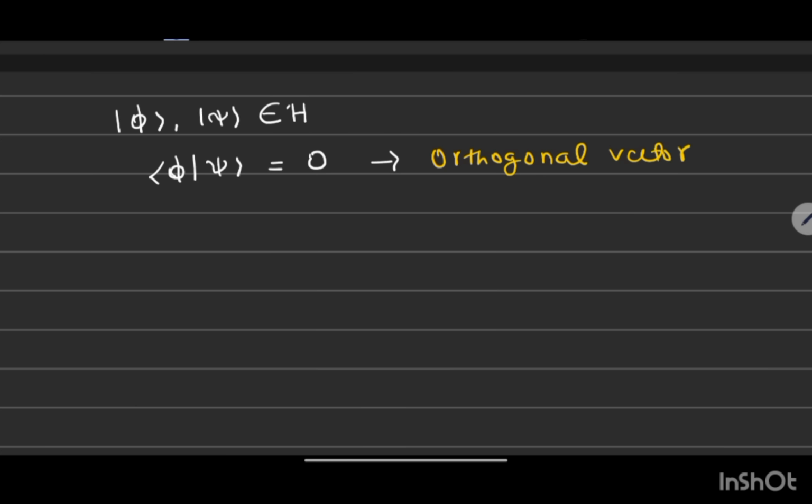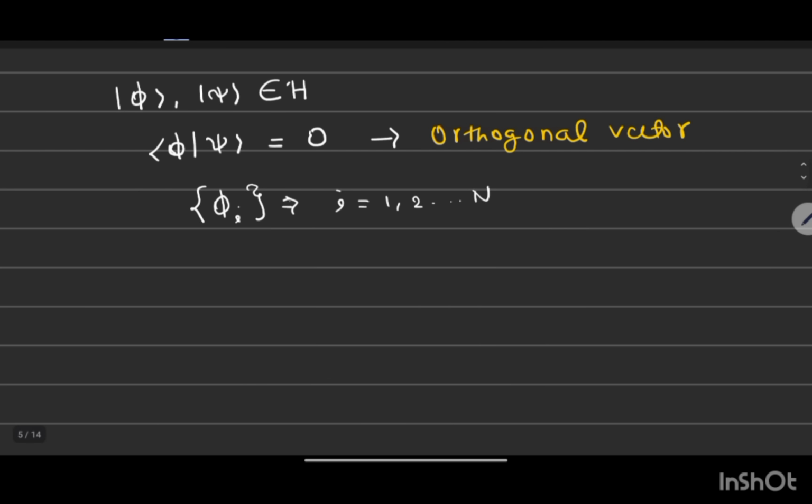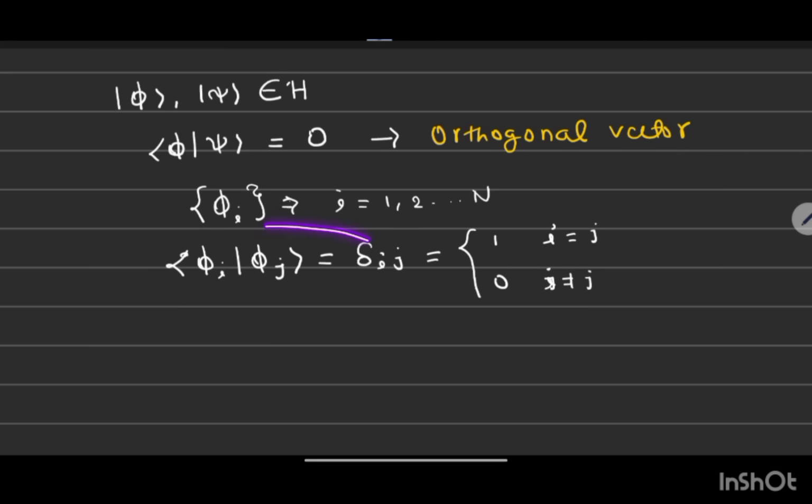In addition to this, if I have some collection of vectors, i runs from 1 to, let's say, some n. Now if it turns out that the inner product of any two vectors from this set is the Kronecker delta, which means that the Kronecker delta will take 1 if i is equal to j. If i is not equal to j, it will take 0. So if the vector set satisfies this property, then it is called an orthonormal set of vectors.